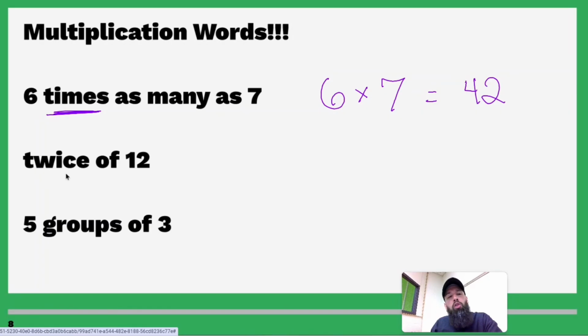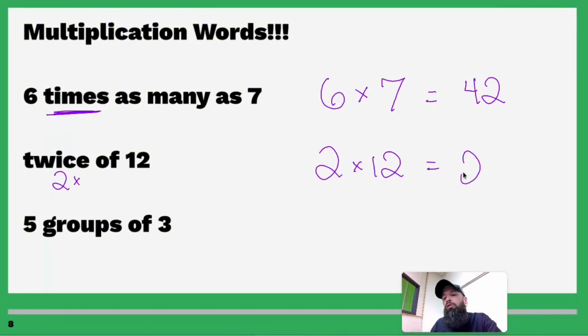When you see the word twice, that always means 2 times. So twice of 12 is 2 times 12. And 2 times 12 is 24. So again, twice is a special type of multiplication because twice always means 2 times.